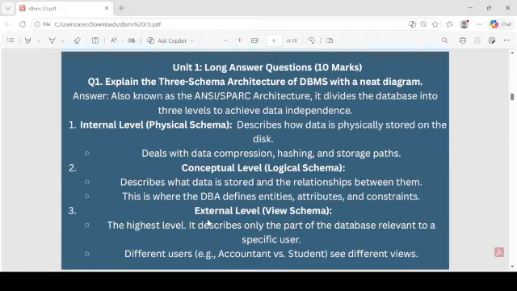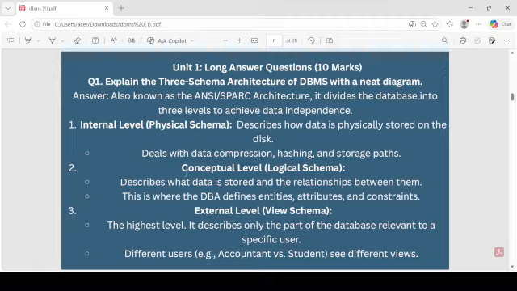The first question will be: explain the 3 schema architecture of DBMS. So this schema architecture, also known as ANSI/SPARC architecture, divides the database into 3 levels to achieve data independence. The first one will be internal level, like physical schema, describes how data is physically stored on disk, deals with data compression, hashing and storage paths.